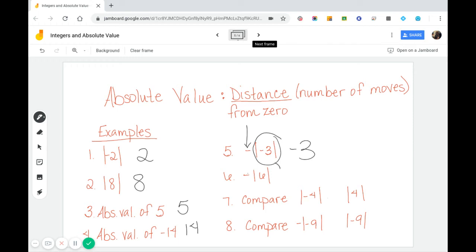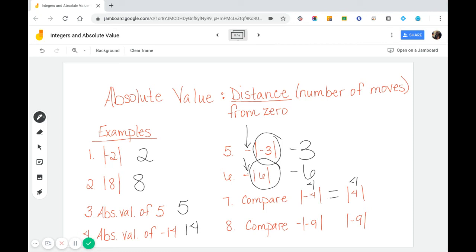Number 6, start inside your bars first. The absolute value of 6 is 6. And now write the negative of that, the opposite of that. So negative 6. Number 7, the absolute value of negative 4 is 4. The absolute value of 4 is also a 4. Those two expressions are equivalent.